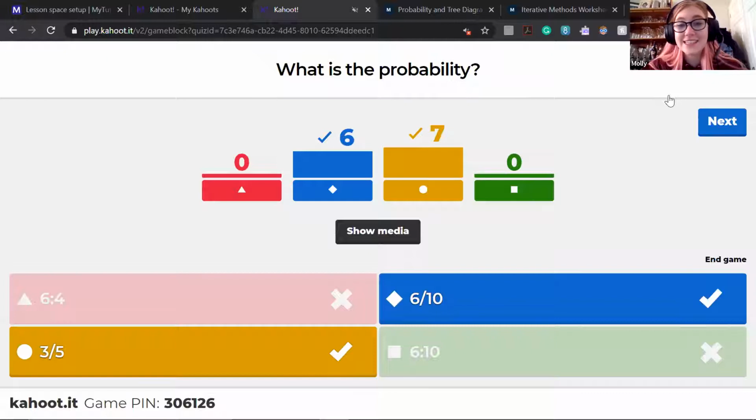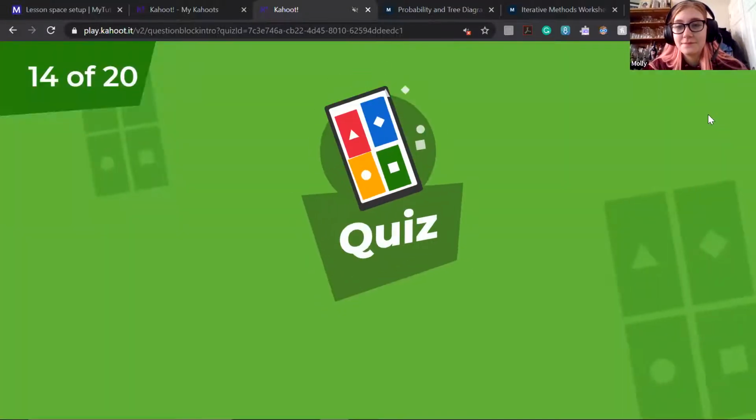Yeah, brilliant. Hey, that was actually 100%, because both of those solutions were correct. They're the same thing. They're the same fraction.